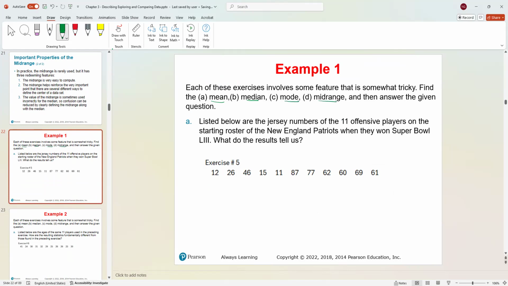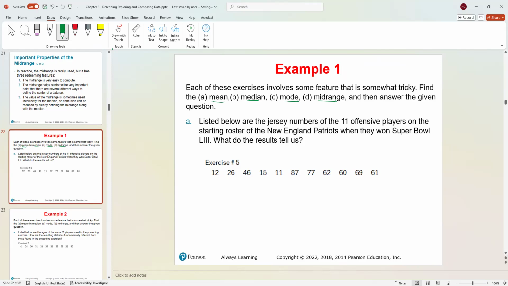Now, looking at these data sets, they ask you to find the mean, median, mode, range. And if there are any extra questions, you need to answer them. So let's see for this data set, remember, I'm going to do these examples manually. Then, in a different video, please look for my Excel file, where I will add videos covering how to compute these using technology, especially Excel. So, listed below are the jersey numbers of the 11 offensive players on the starting roster of the New England Patriots when they won the Super Bowl. What do the results tell you?